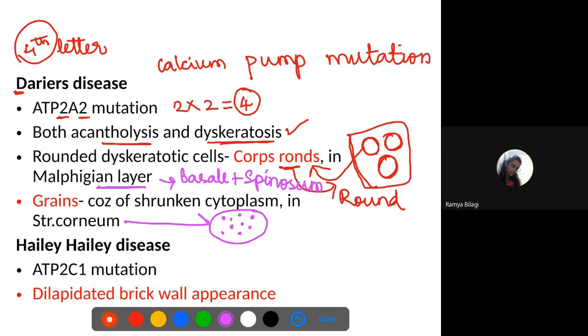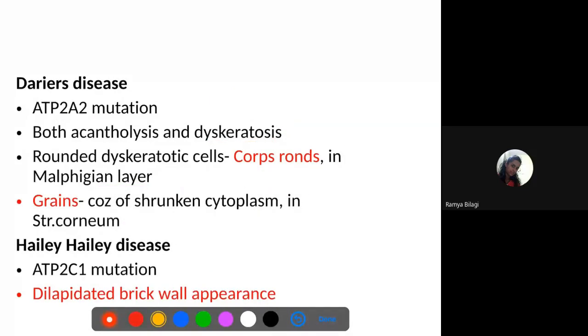Coming to Hailey-Hailey disease, this is also a calcium pump mutation, of the gene ATP2C1. Here you see a classical picture called the dilapidated brick wall appearance. What does that mean? Like the bricks are falling because there is acantholysis. There is no structure to hold the two keratinocytes, so there is acantholysis.